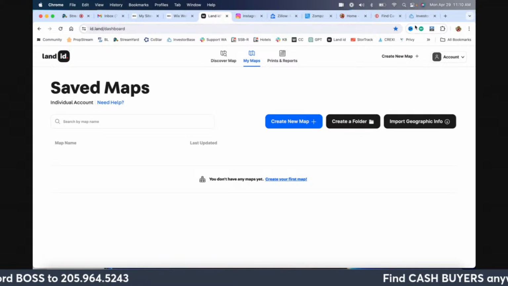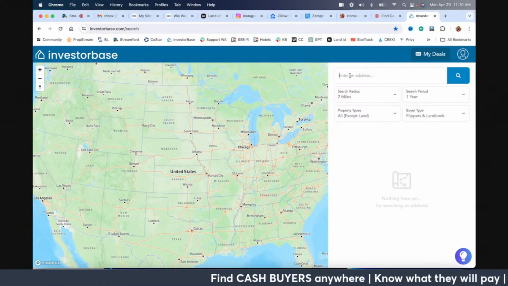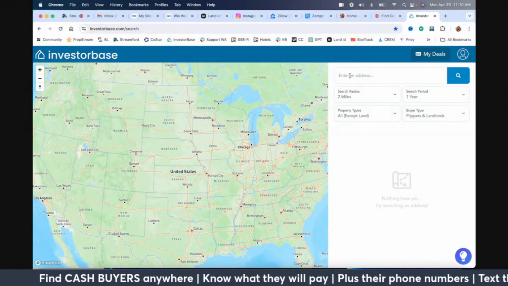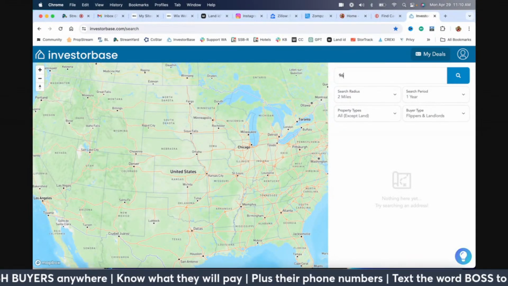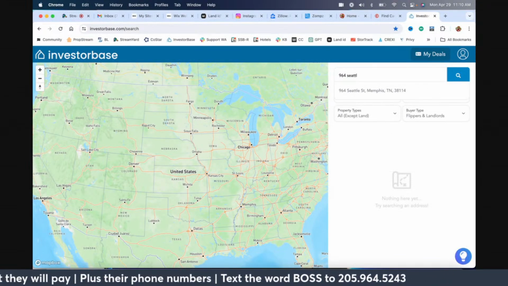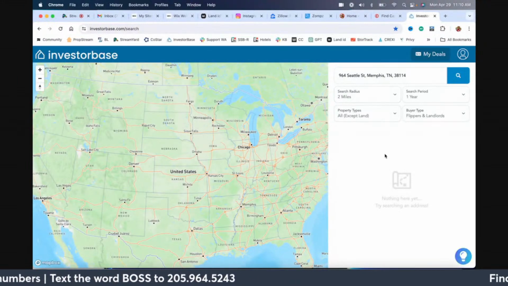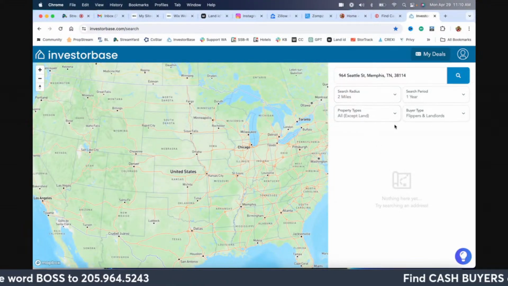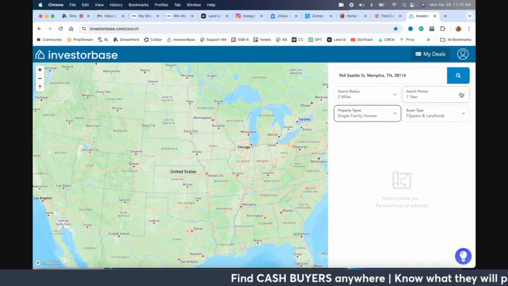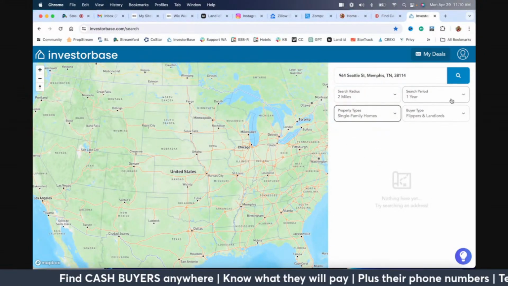The next one comes from Jamming Always, and the address is 964 Seattle Street in Memphis, Tennessee. Okay. All right. So in Memphis. We're going to go with 2 miles. We're going to go with single family as the property type. We're going to stay within a year search period, and then flippers and landlords.